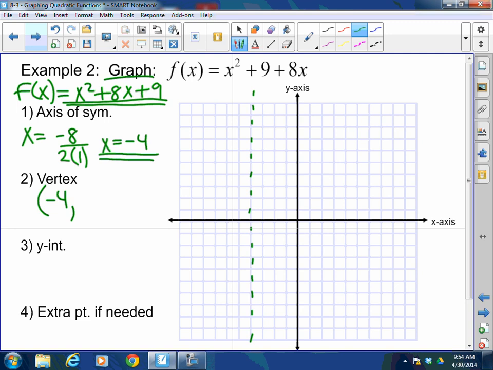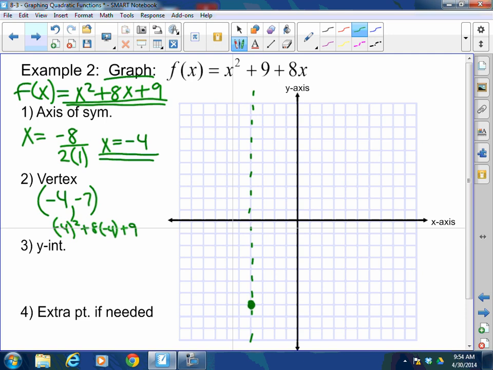My vertex is negative 4, comma. We got to figure it out. We got to plug it in. So this is going to be x squared, which is negative 4 squared, plus 8 times negative 4 plus 9. Negative 4 squared is 16. 16 minus 32 is negative 16. Negative 16 plus 9 is negative 7. Go ahead and graph the vertex.